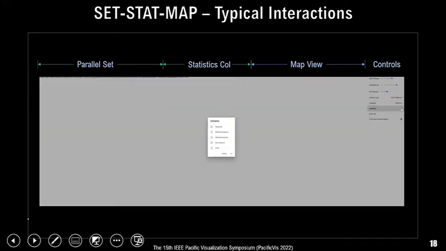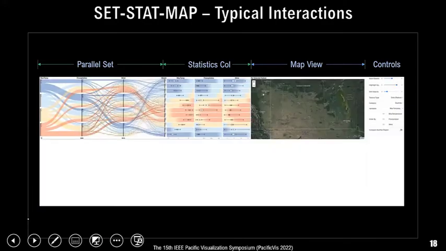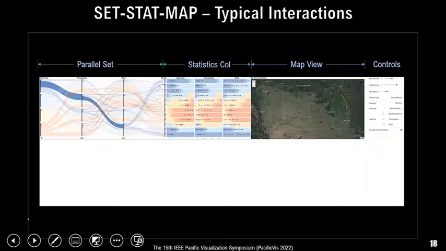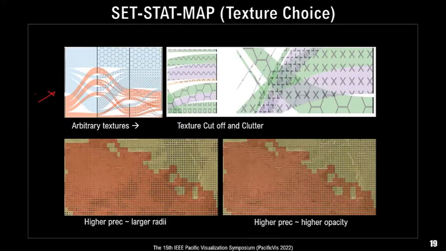Now let's take a look at some of the features of SetStatMap that we have to be careful about when we are designing such a visualization. As you can see here, we have used arbitrary textures to augment this parallel sets view.